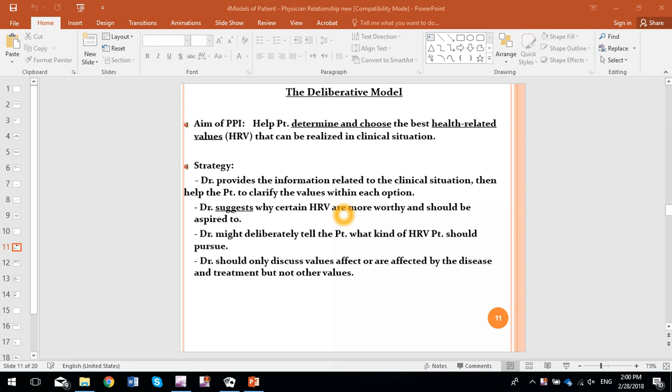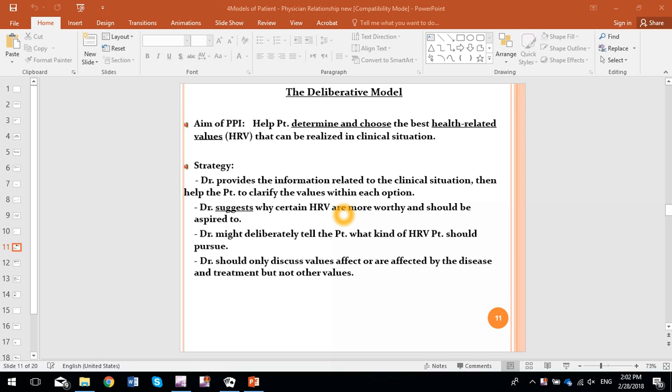The fourth model is called the deliberative model. The aim of this patient-provider interaction is to help the patient determine and choose the best health-related values that can be realized in a clinical situation. Here, as you can see, the model is focusing more on values, and only those values that are related to health, not all patient values. He is trying to help the patient determine which patient values are positively associated with his health if adopted. It's clear that in the deliberative model, the main focus is on the patient values that are conducive to health, not other values.